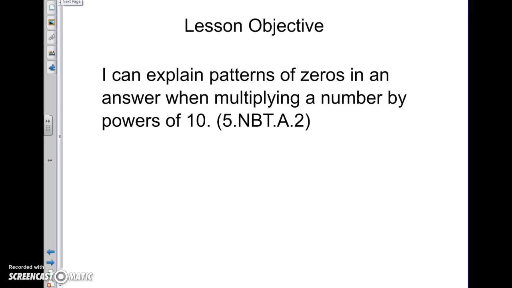This is Mr. Nazarian. Our lesson objective today is: I can explain patterns of zeros in an answer when multiplying a number by powers of 10. It's 5th grade standard Numbers Base 10, A2.